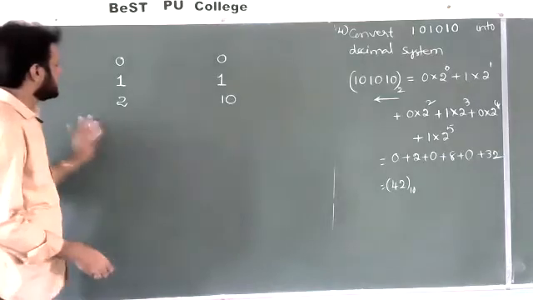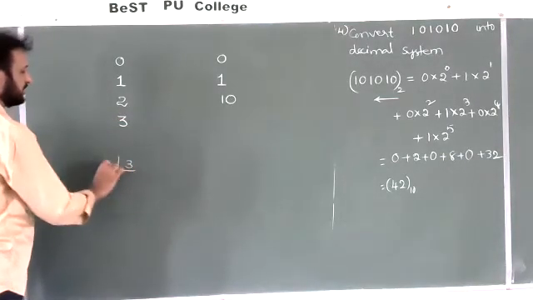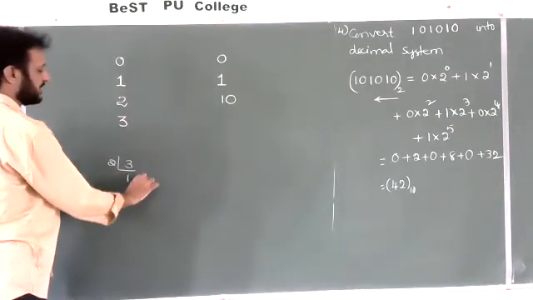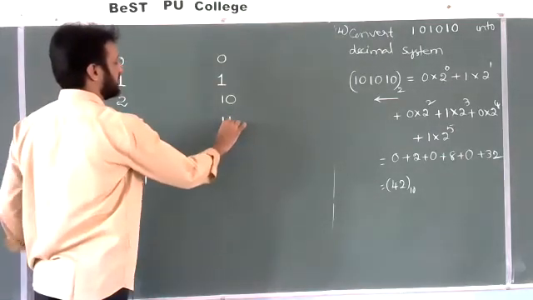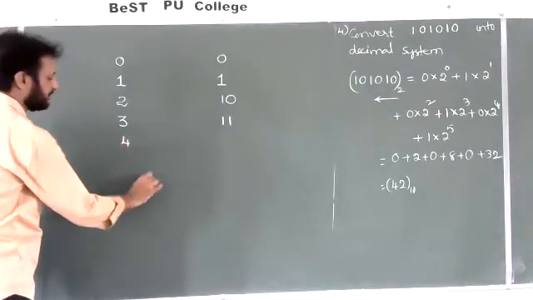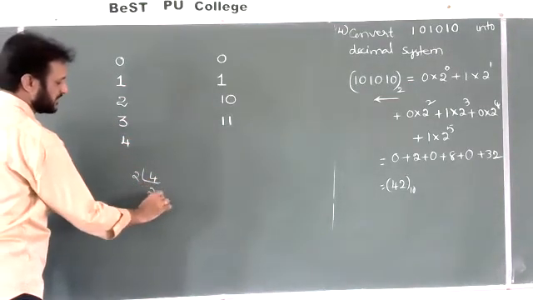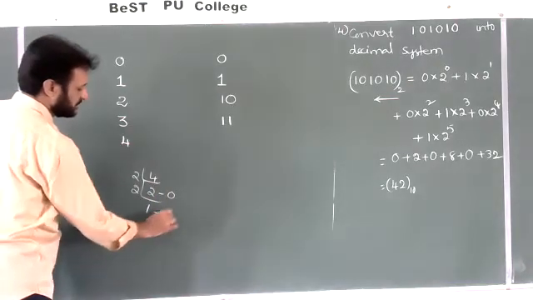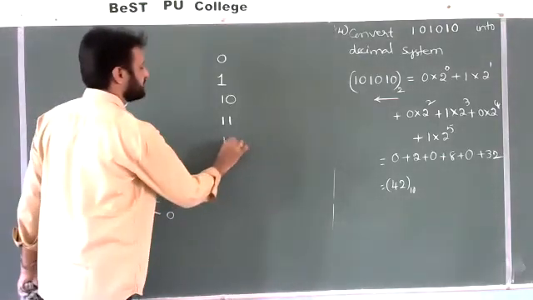For example, 3 is there. So 3 means how to write? With the 2 only. 2 ones are 2. Next one is remainder 1, 1 1. So you should write this value will be equal to 1 1. Next 4. Then try it. 4 means what you should write? 2 2s are 4, correct? 0. Next 2 1s are 2, that is equal to 0. 1 0 0. Correct? You should write 1 0 0.